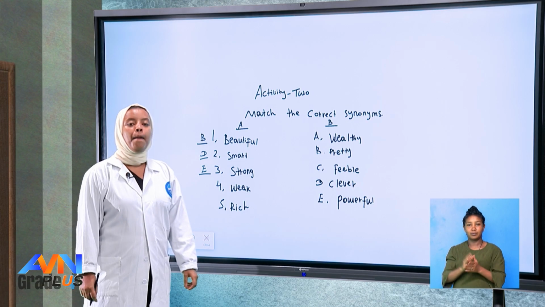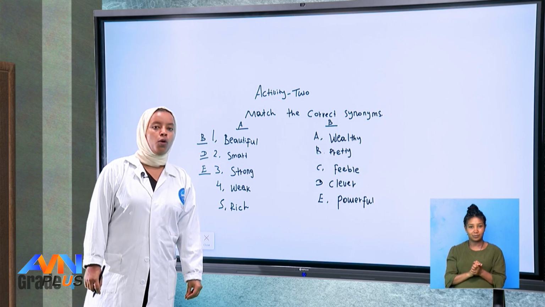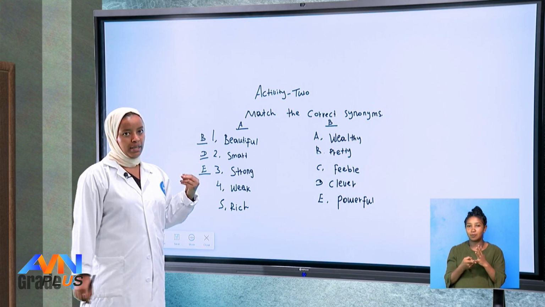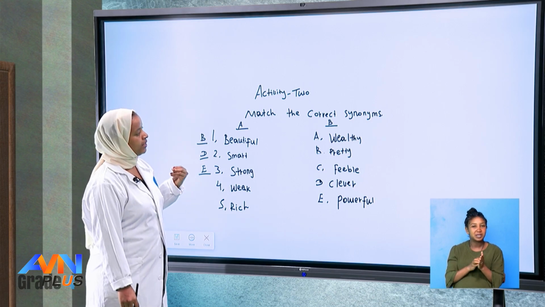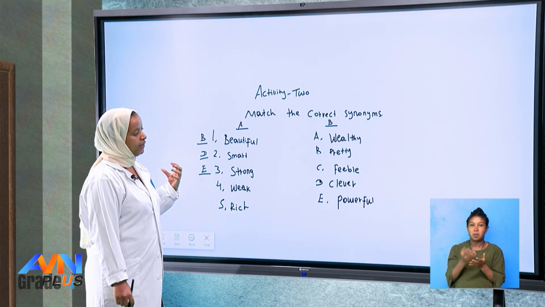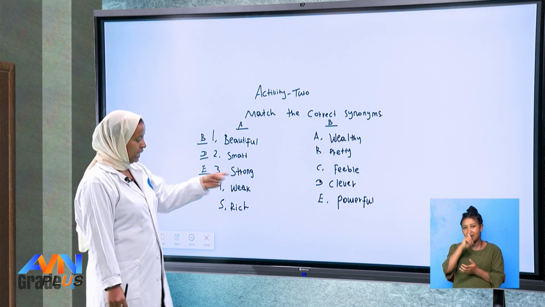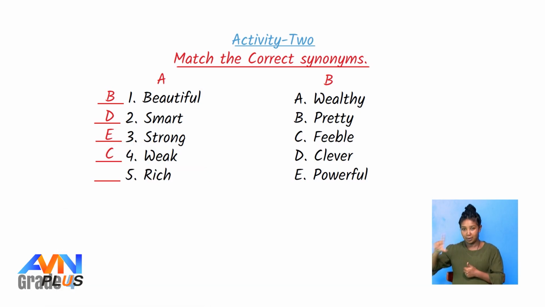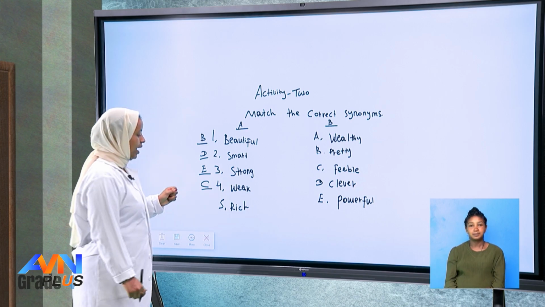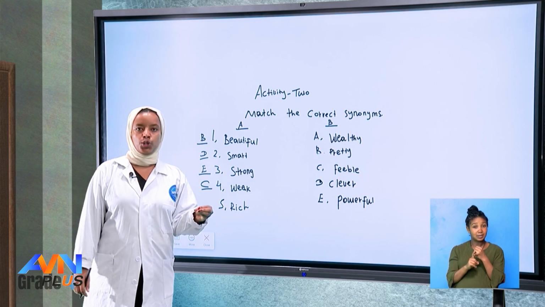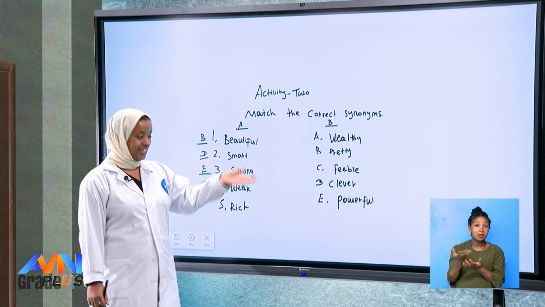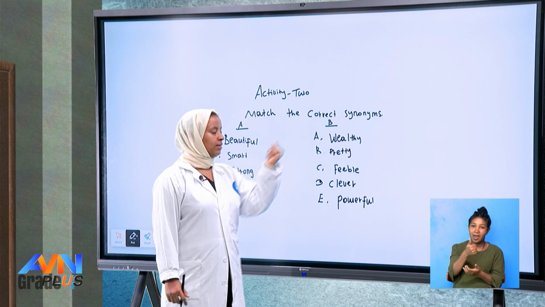Powerful. Here is number 4, weak. The choices are wealthy, pretty, feeble, clever, and powerful. The answer is C, feeble. The last is rich. The only answer is A, wealthy.